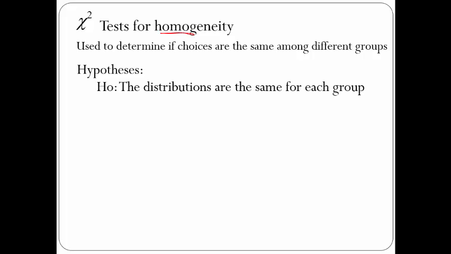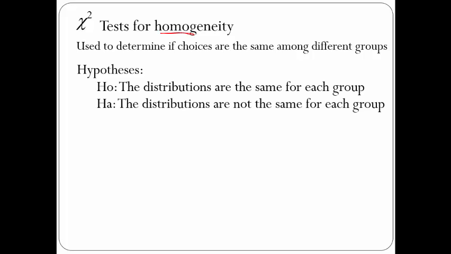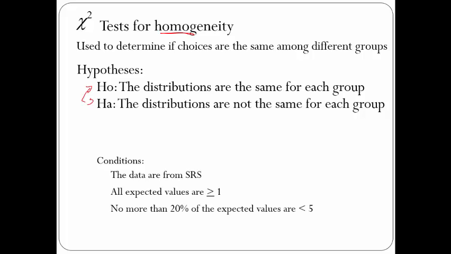Our hypotheses here: the null is that the distributions are the same for each group, and the alternative is that the distributions are not the same. Here we go again, where we have opposites in our null and alternative hypotheses. The conditions for this test are the same as before: random and big enough. Just like in the chi-square goodness of fit test, all the expected counts should be greater than 5. And really, all we're checking is whether the data is from a random sample, and whether it's a replicated sample. So we have randomness and replication.